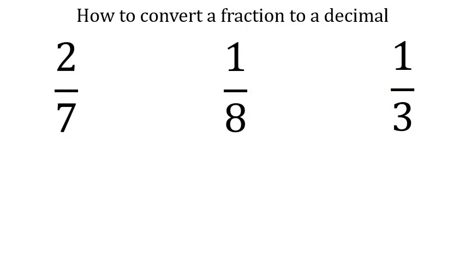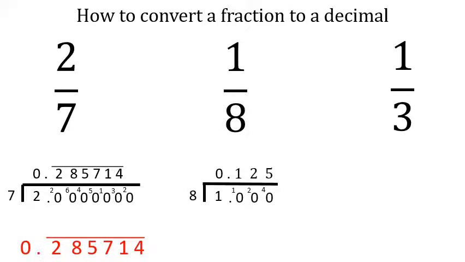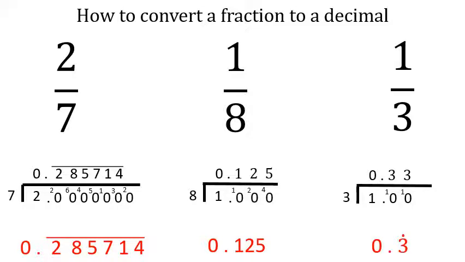Here are 3 examples: 2/7, 1/8, and 1/3. In 2/7, when you get to 0.285714, it starts repeating. In 1/8, we get an answer of 0.125. And in 1/3, we get 0.3 repeating.